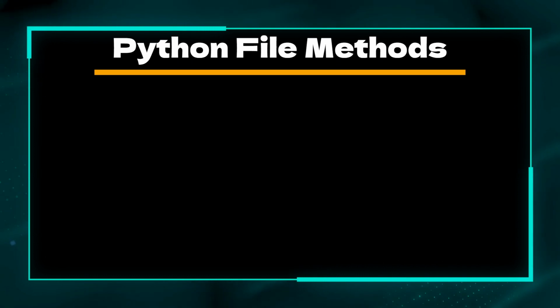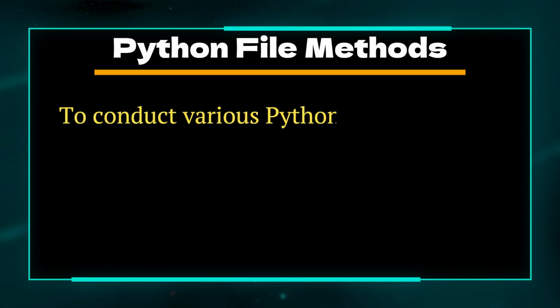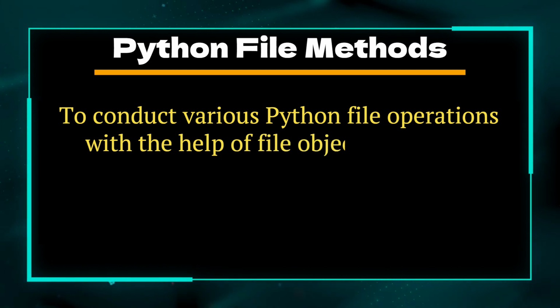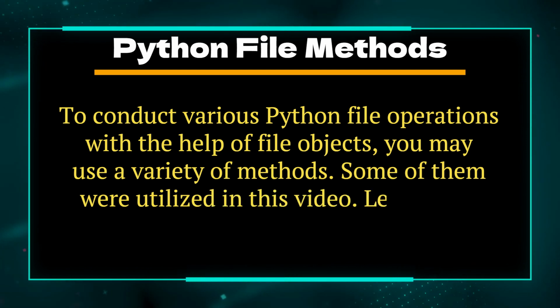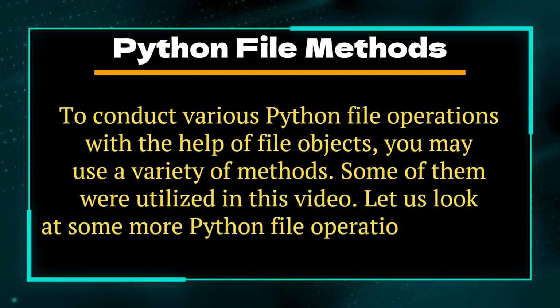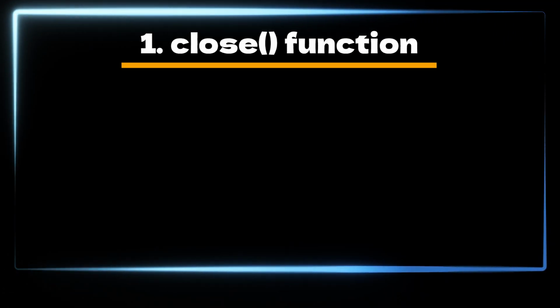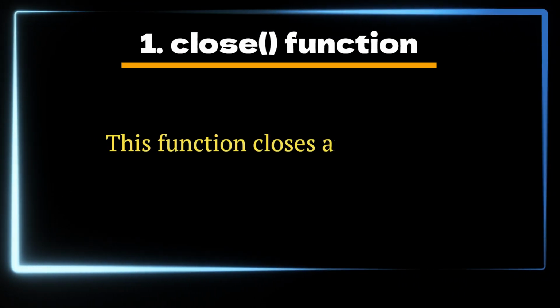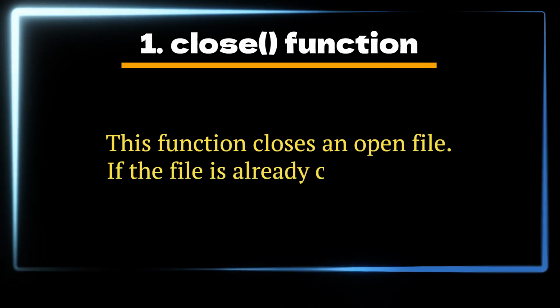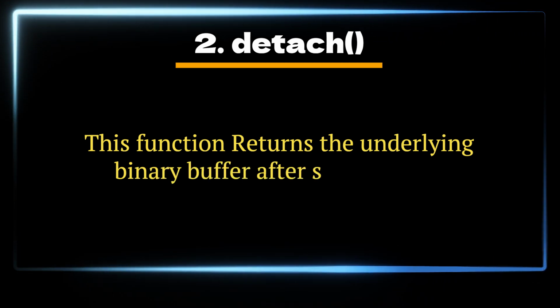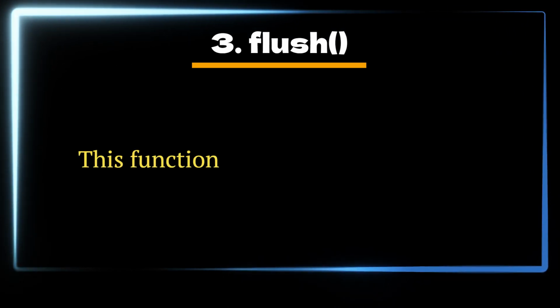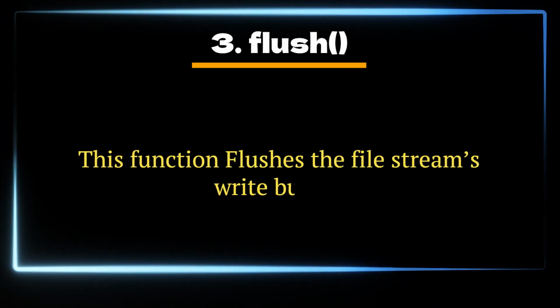Python file methods. To conduct various Python file operations with the help of file objects, you may use a variety of methods. Some of them were utilized in this video. Let us look at some more Python file operation methods. 1. The close function. This function closes an open file. If the file is already closed, it has no effect. 2. The detach function. This function returns the underlying binary buffer after separating it from the TextIOBase. 3. The flush function. This function flushes the file stream's write buffer.